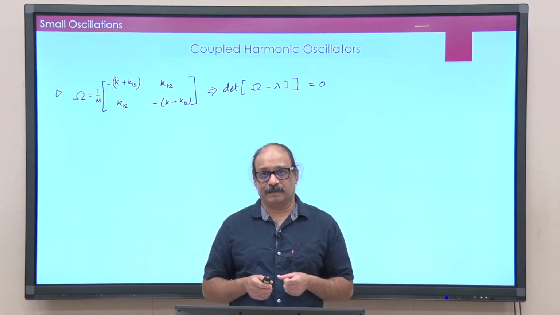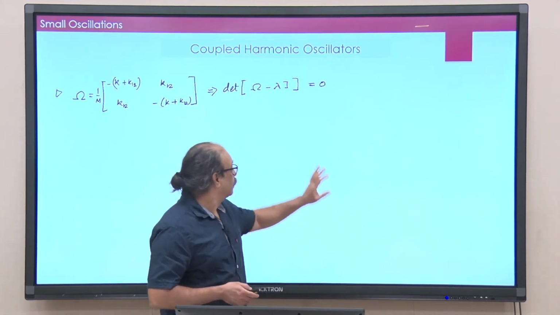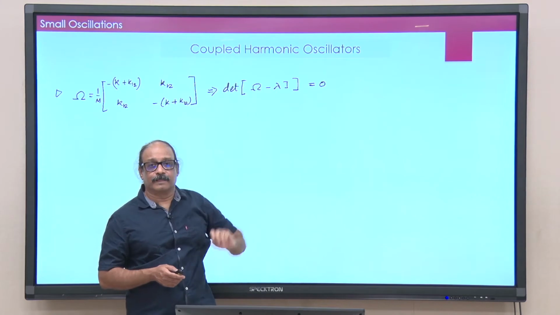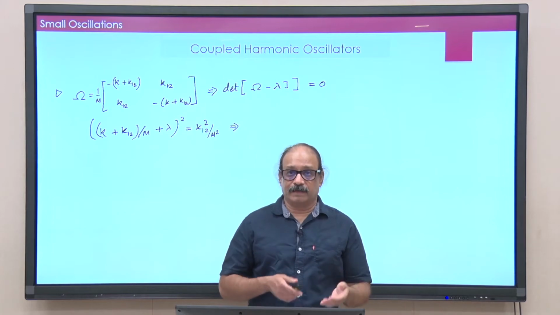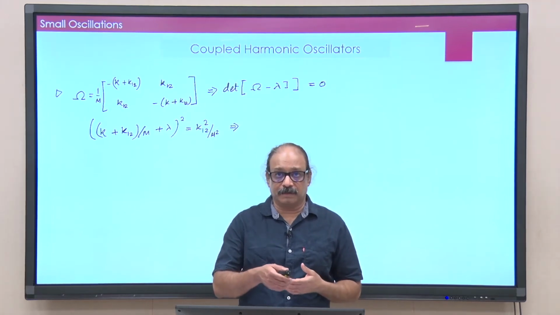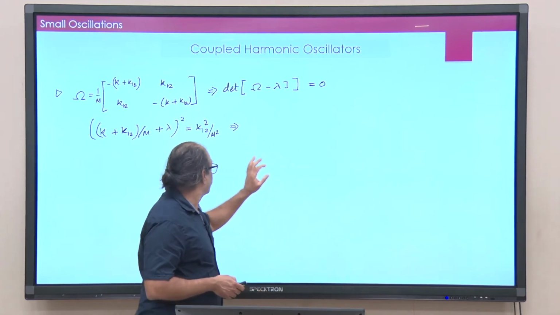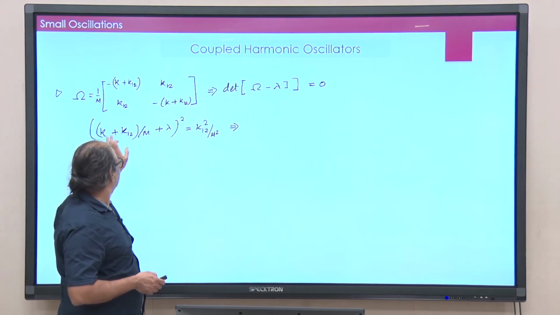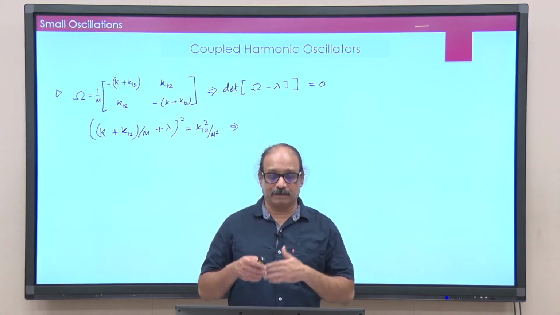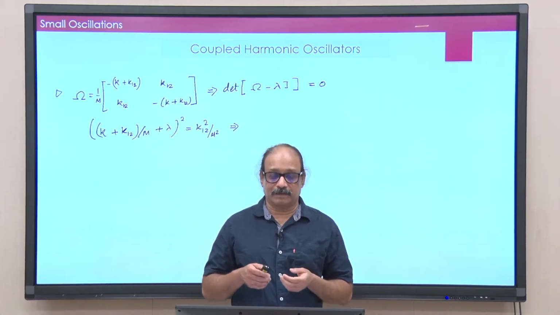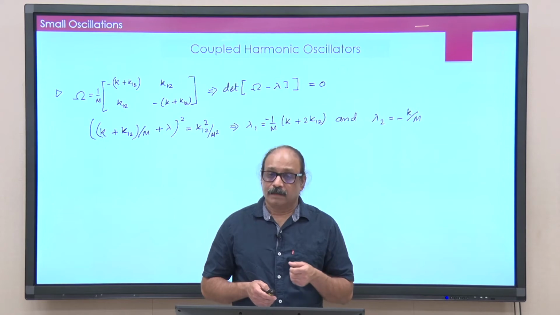That is basically your characteristic equation, and the solutions of this characteristic equation are basically the eigenvalues of the matrix. Now, do that calculation. You can probably stop this video if you want and do this calculation yourself. So, if I subtract lambda from the diagonal terms, then all that will happen is that (k + k_12)/m + lambda, whole square, will be equal to k_12 square by m square. Find out the two roots.